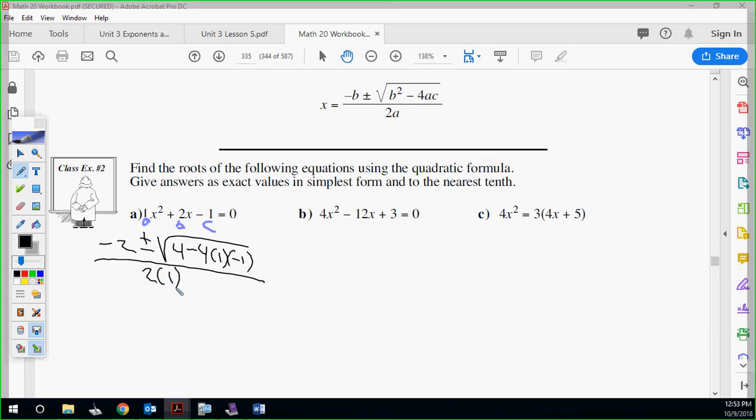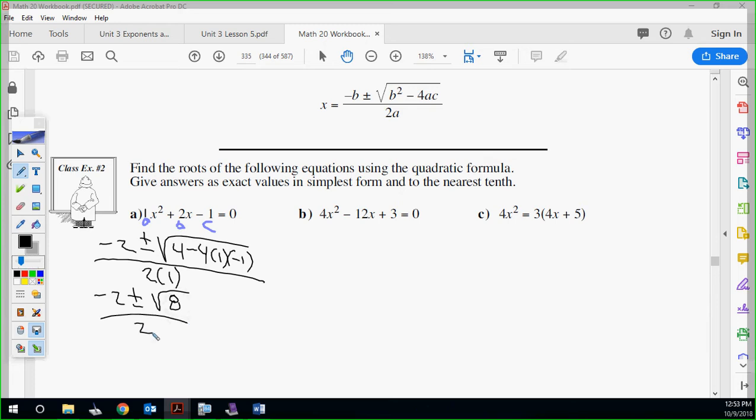Now it's a matter of simplifying. I know you're overwhelmed, all those letters and stuff, your head's spinning. Let's bring it back to earth a bit. We're going to do these 3 problems, so just relax. Now you have to simplify in here. So it's negative 2 plus or minus the square root of 4. Again, a negative 4 times a 1 times a negative 1 is a positive 4. So that's square root 8 all over 2.